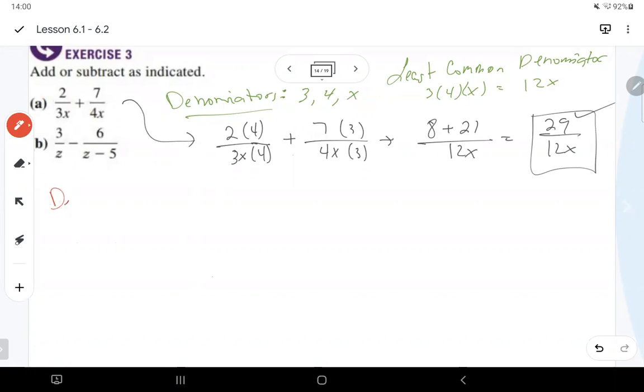Now, let's look at the bottom one. So our denominator pieces are z and z minus 5. Well, before we just multiplied our pieces together because we didn't have any that matched up. So we don't have any that match up here either.